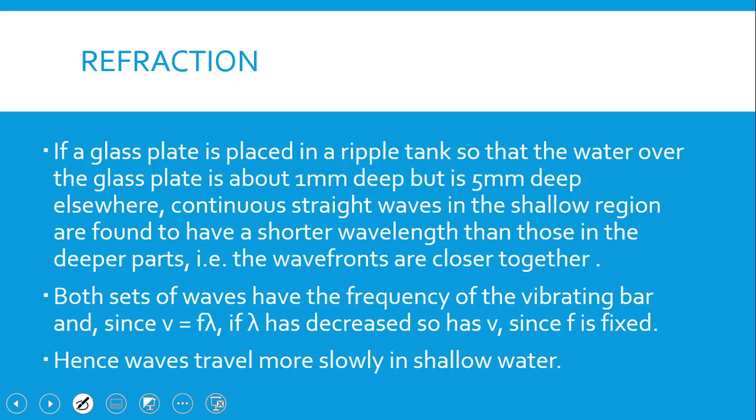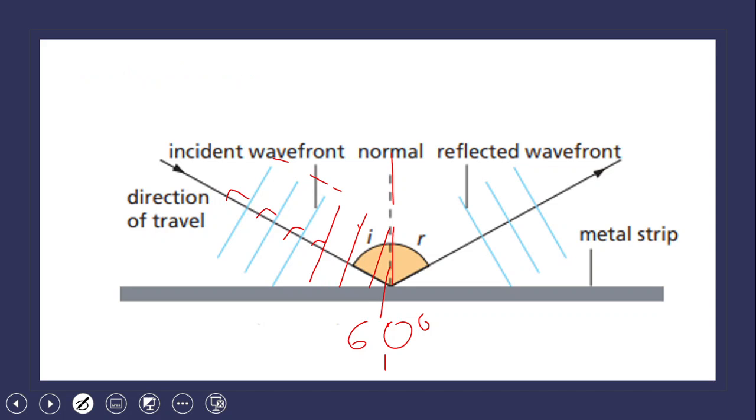A glass plate is placed in a ripple tank so that the water over the glass plate is about 1 millimeter deep, but is 5 millimeters deep elsewhere. So here we're talking about different depths and how waves react in different depths. Continuous straight waves in the shallow region are found to have a shorter wavelength than those in the deeper parts. In reflection, we did not notice any change in wavelength. Another thing to note is that the wavelength is measured from 2 points in phase, or from successive crests.